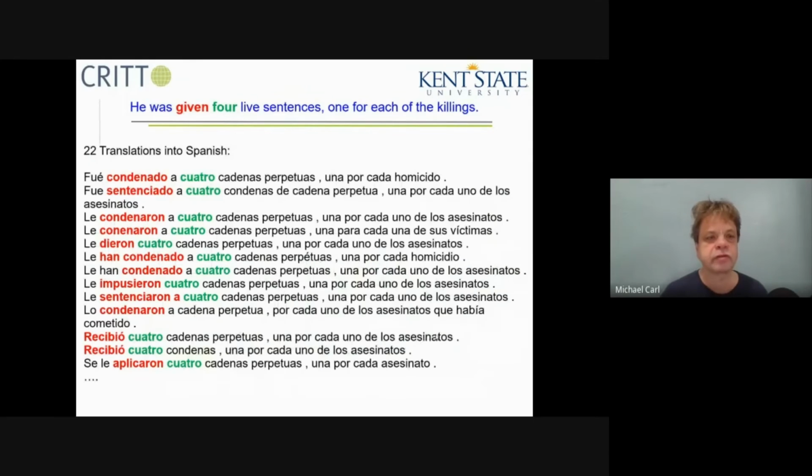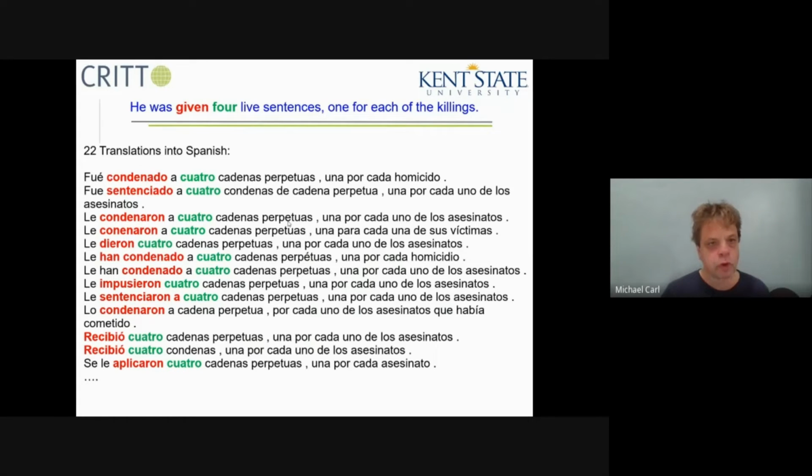We can also look at the translation product, so what comes out from a translation. Here is an example from a Spanish translation. We have 22 translations of this text into Spanish. The different translators produce different translations. It's unlikely that any two translations are exactly identical, right?